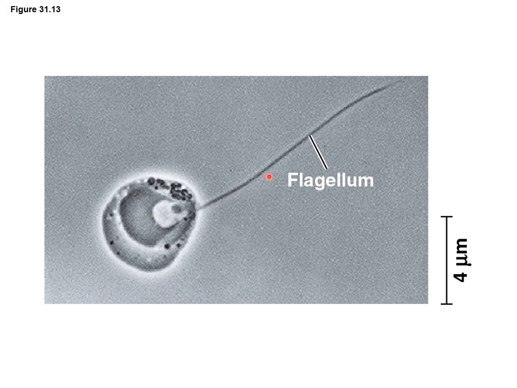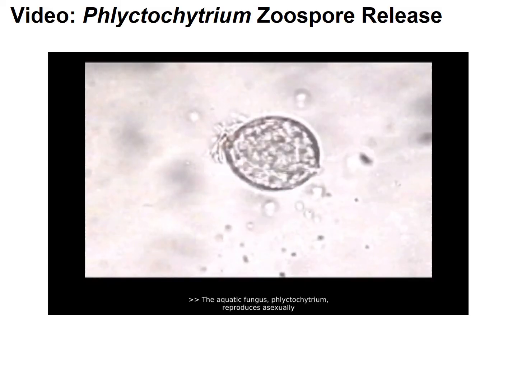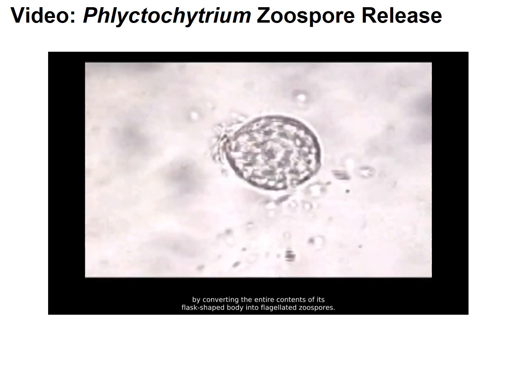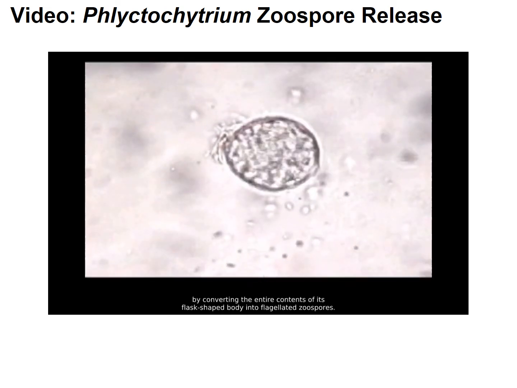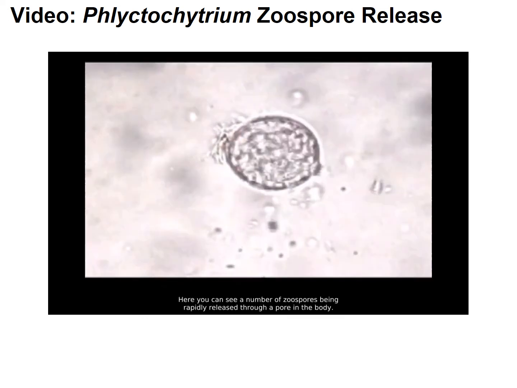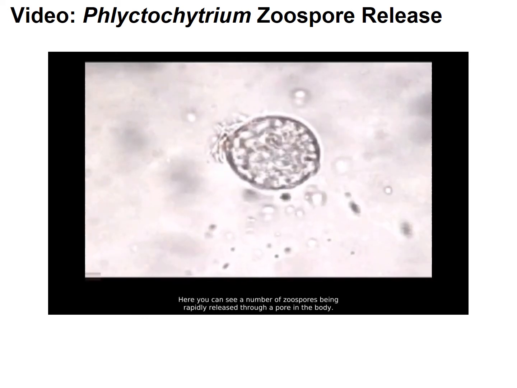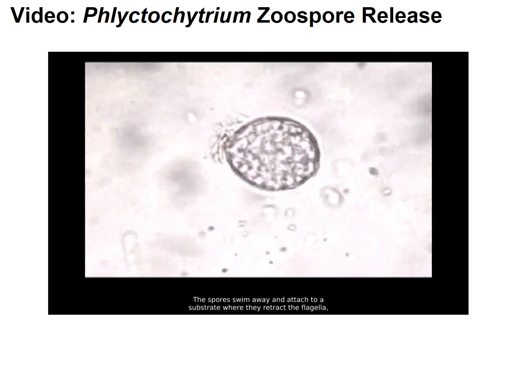Here is an example of a zoospore, and you can see that they have flagella. Now, some members of this group are single cells, and some of them are still single cellular. Let's watch a video of one species of this group releasing spores. The aquatic species reproduces asexually by converting the entire contents of its flask-shaped body into flagellated zoospores. Here you can see a number of zoospores being rapidly released through a pore in the body.